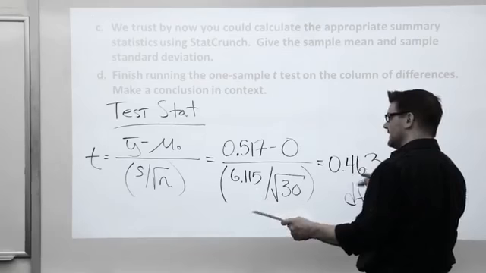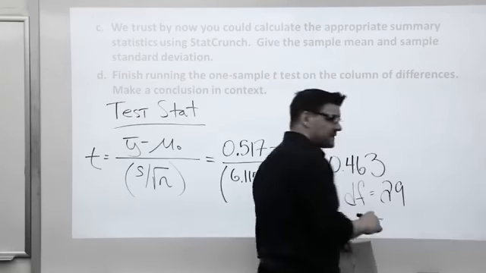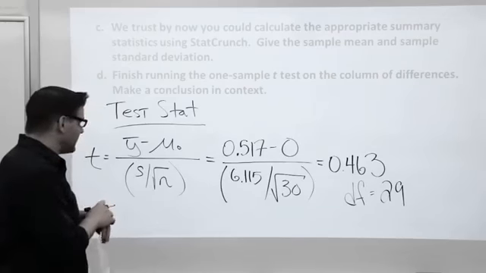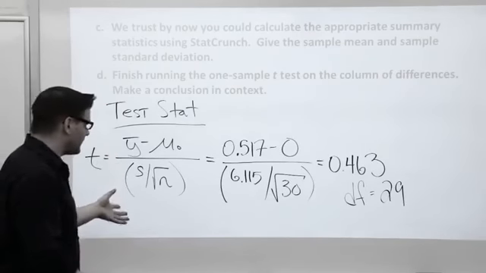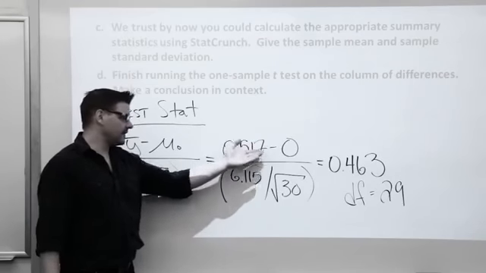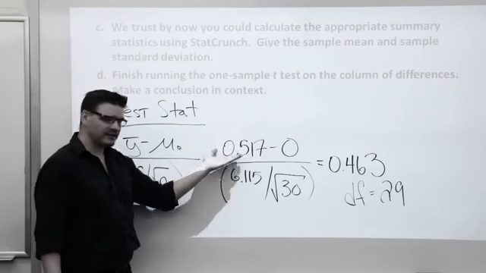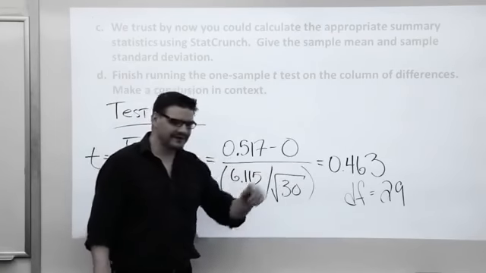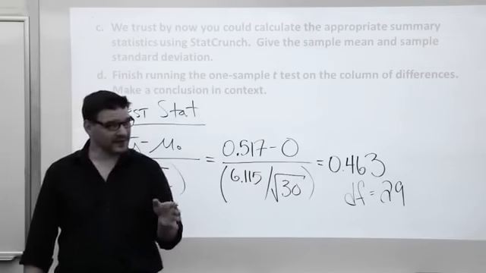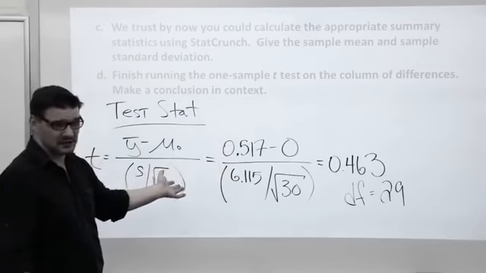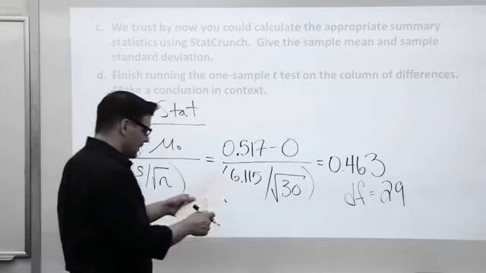And since this is a one sample t-test, degrees of freedom is just sample size minus 1. It's n minus 1, which makes 29. So let's just say in words what this means. Our sample average difference of about half of a point, 0.517 of a point, is about 0.46 standard errors above no difference. It's not unusual, right? Not unusual at all.